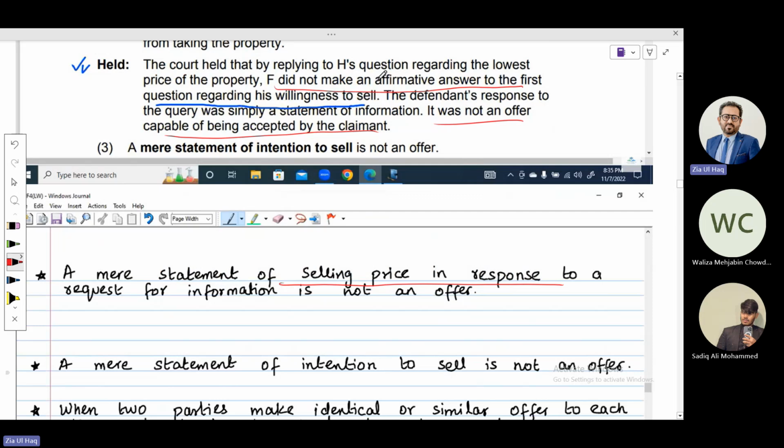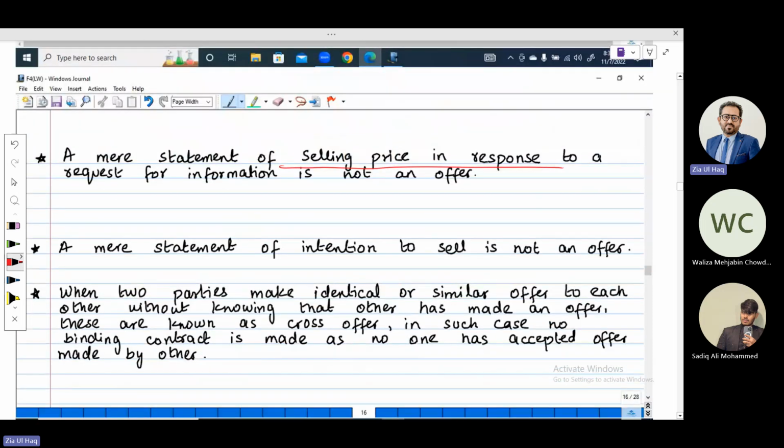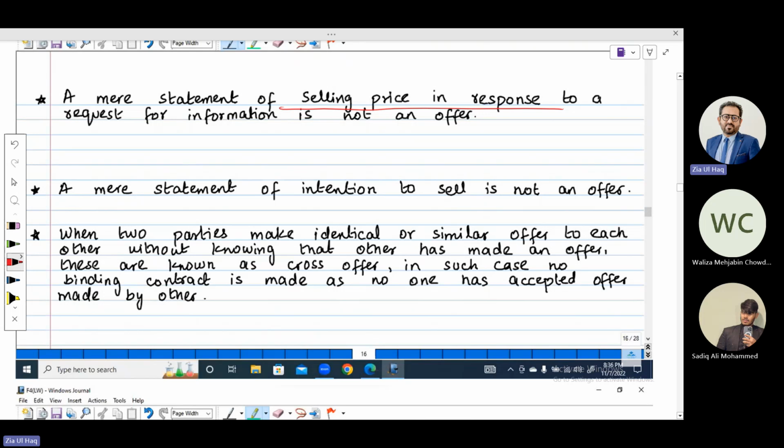So a mere statement of selling price in response to a request for information is not an offer. A mere statement of intention to sell is not an offer. If you have a product and the other person asks you, will you sell it? You say, yes, I will sell it. This is not an offer. He needs to make an offer: okay, I want to buy this at this amount. Then you accept, and there will be a contract. So a mere statement of intention to sell is not an offer.